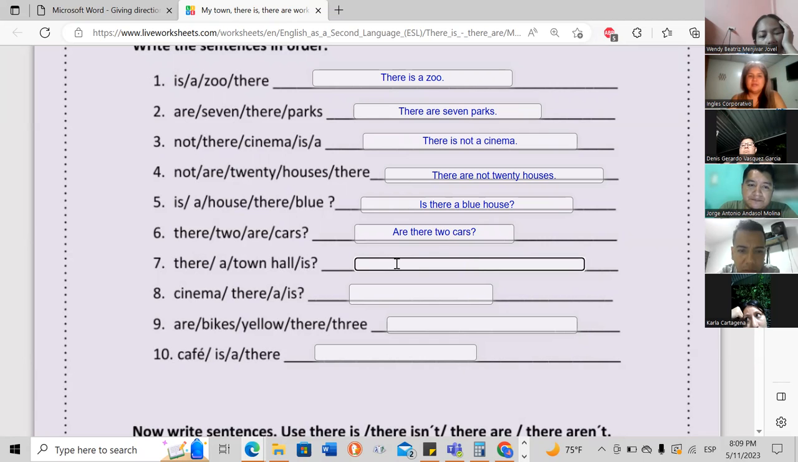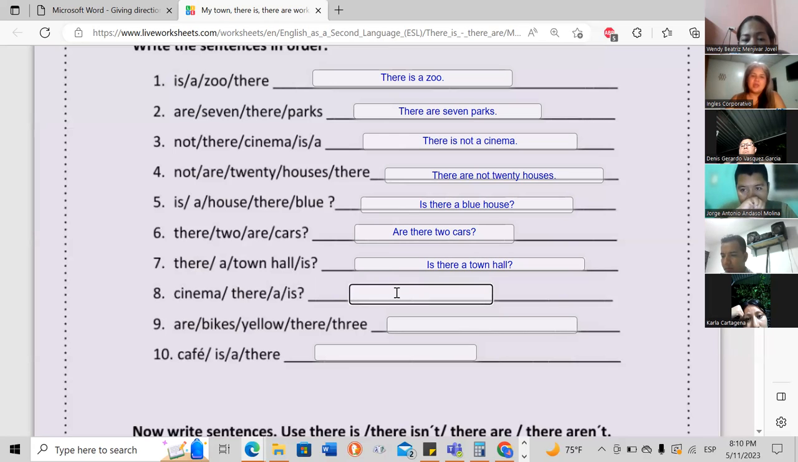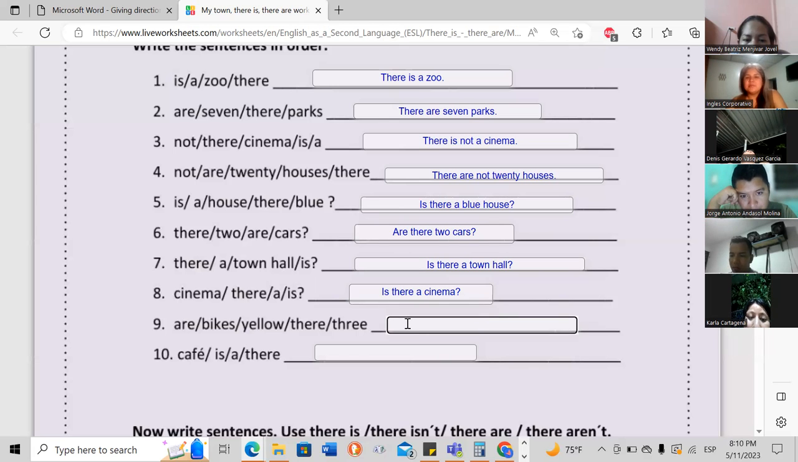Number seven. Is there a town hall? Is there a cinema? This one, we don't have a question mark, means that it's just a positive sentence.